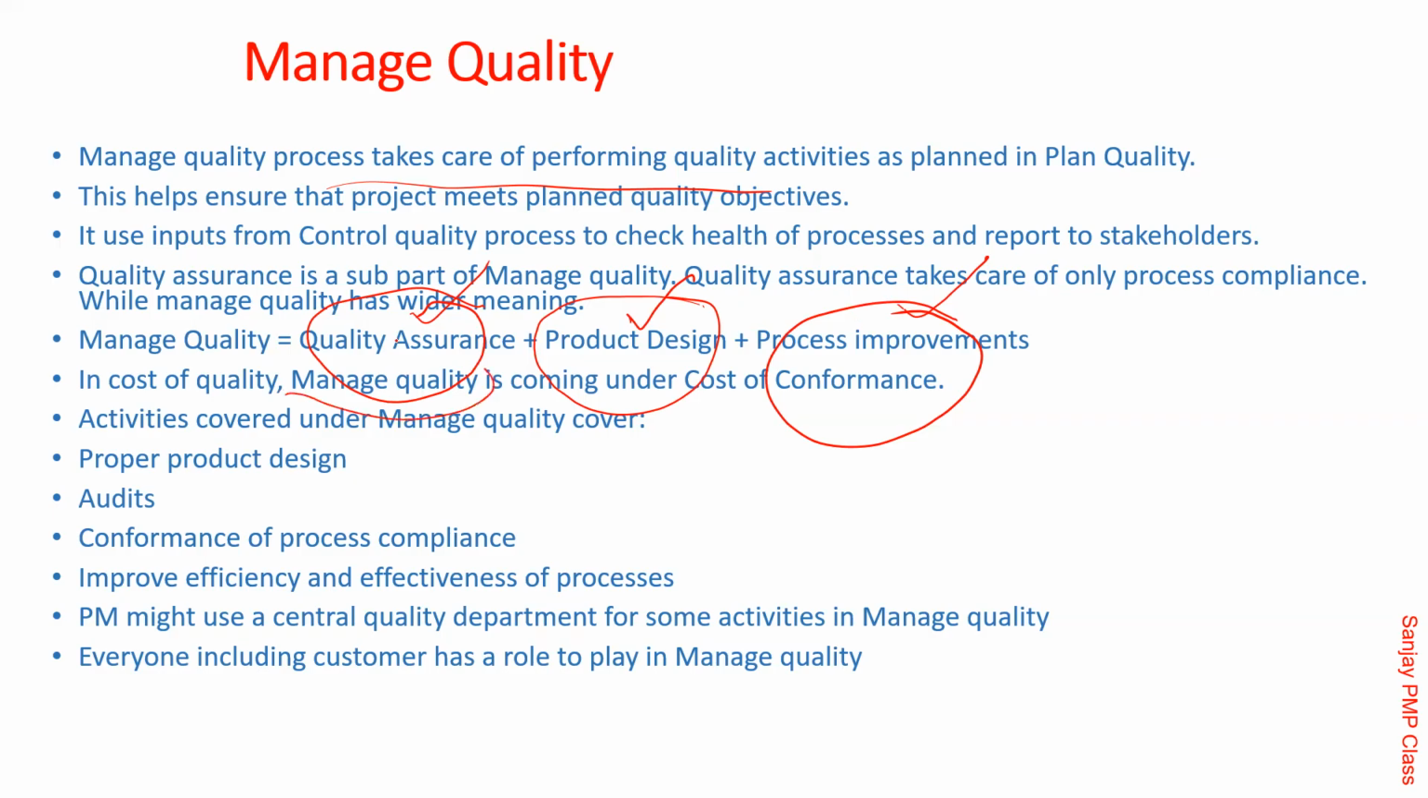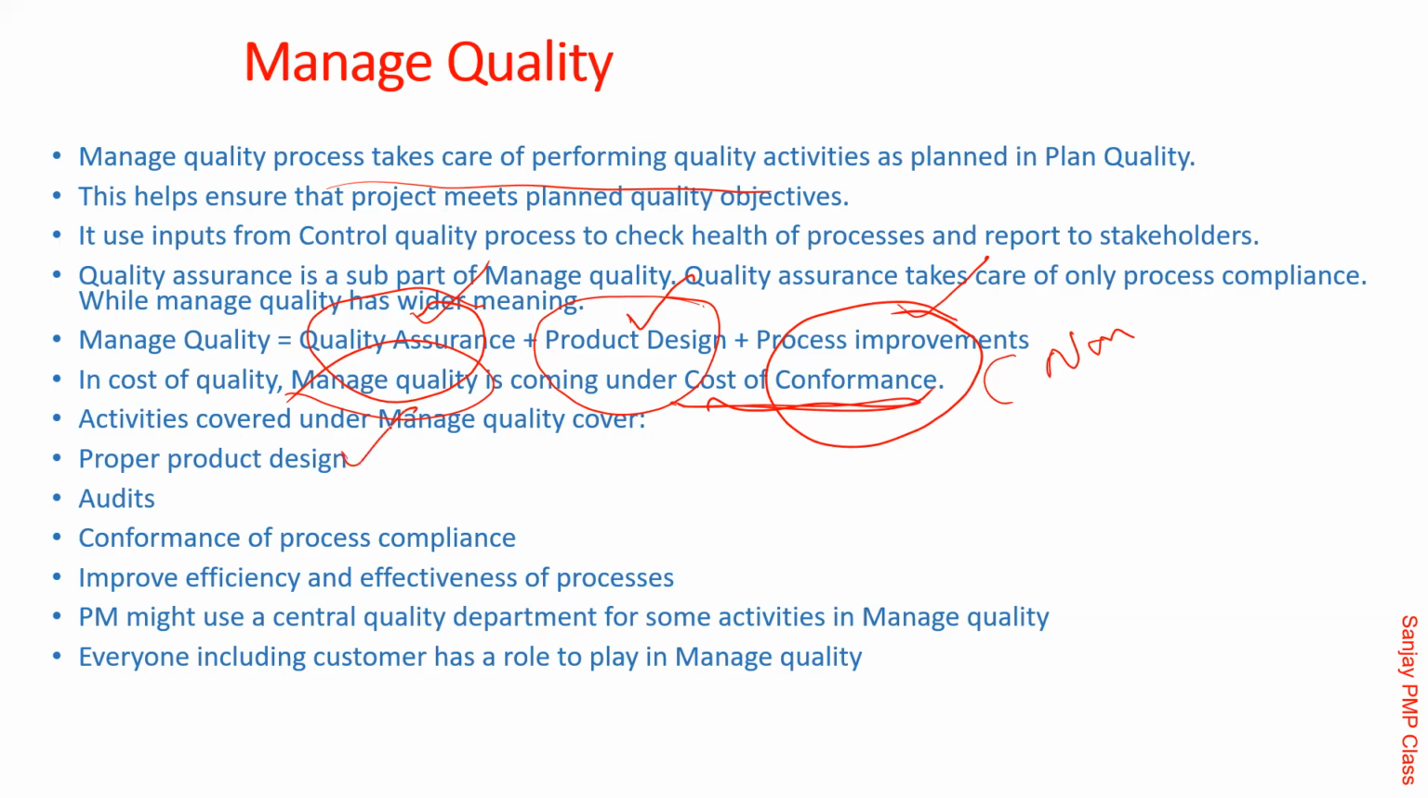In case of quality, manage quality is under the cost of conformance. What they are trying to say is, manage quality is doing the audit, product design, and process improvement. This is all before you create the product, isn't it? That's why it says cost of conformance. This is not non-conformance. Non-conformance means once a bad product is created. Audit and all that are helping you to create a good product in the first place. It is not to fix a badly created product. So that's why it is cost of conformance.